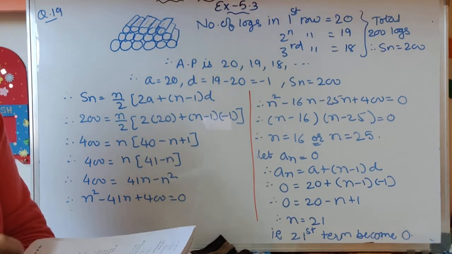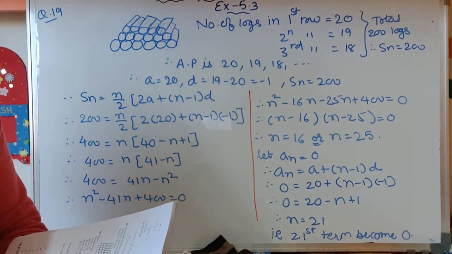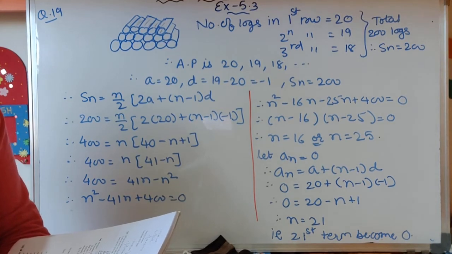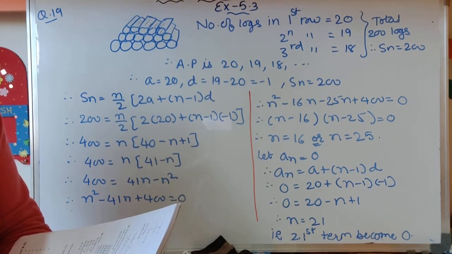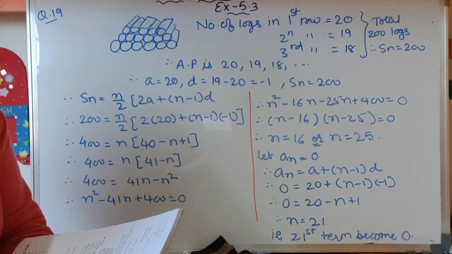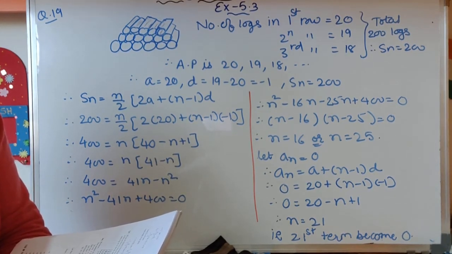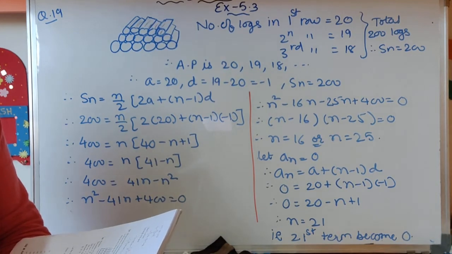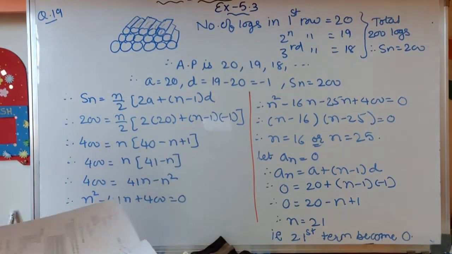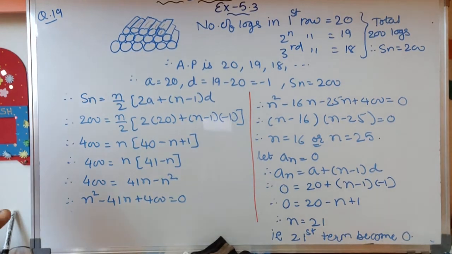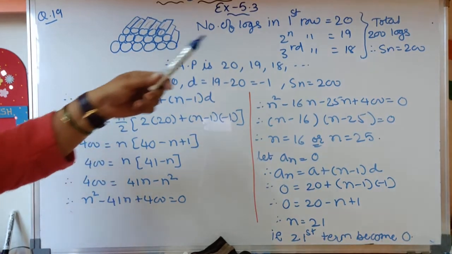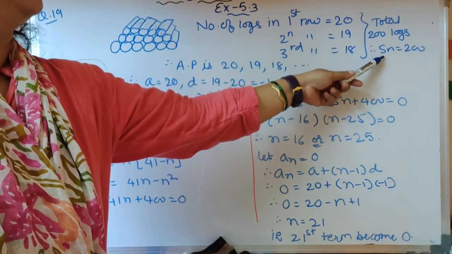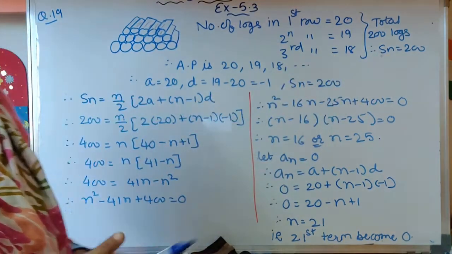Now the next one, the 19th one. 200 logs are stacked in the following manner: 20 logs in the bottom row, 19 in the next row, 18 in the next row, and so on, as seen in the figure. Now, in how many rows are 200 logs placed, and how many logs are in the top row? In short, it is given that the total number of wooden logs is 200. Total means sum. It is Sn is equal to 200.